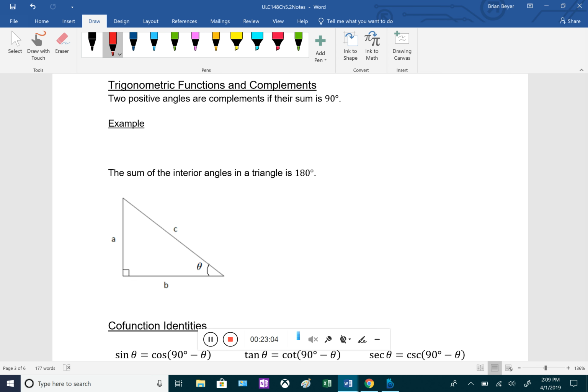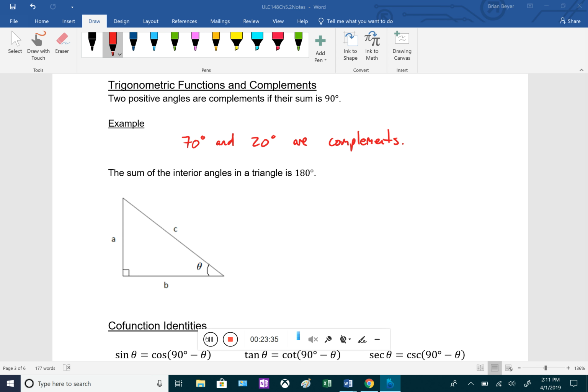Okay, so for this last page here, we have trigonometric functions and their complements. The definition of a complement is that two angles are complements if their sum is 90 degrees. For example, 70 degrees and 20 degrees are complements because they add to 90 degrees. 70 plus 20 is 90 degrees, so we call them complements.